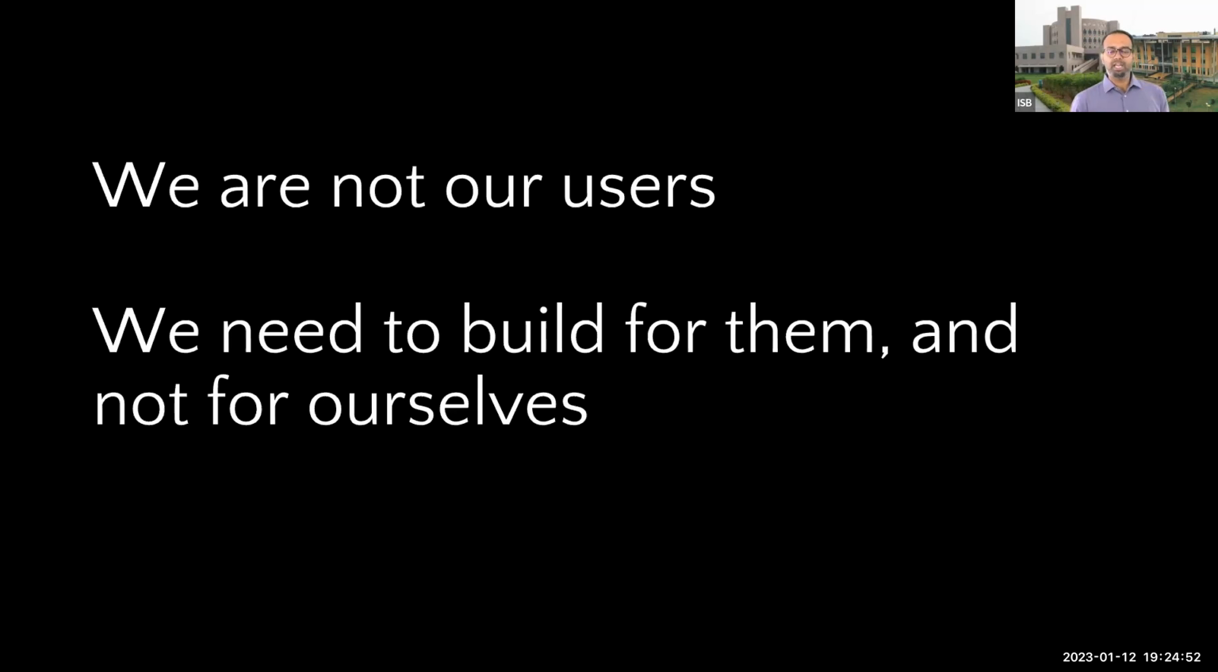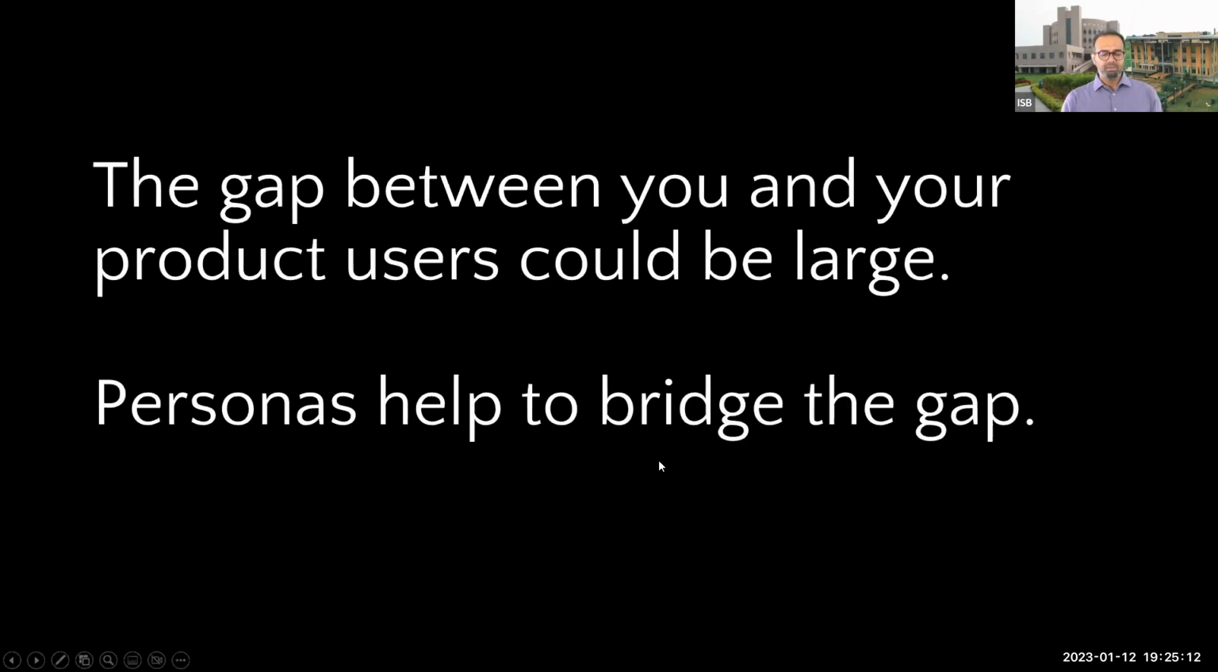Because a lot of times we think that if I have a problem, others must have it. But that's not necessarily true, because your users are very different from you. They have different sets of problems. They have different goals. They have different motivations. They work in different environments. So what they need is very different from what we need. So it's important for us to understand we are not our users and we need to build for our users, not for ourselves. But how do we do this?